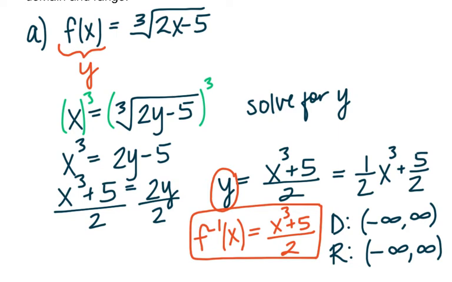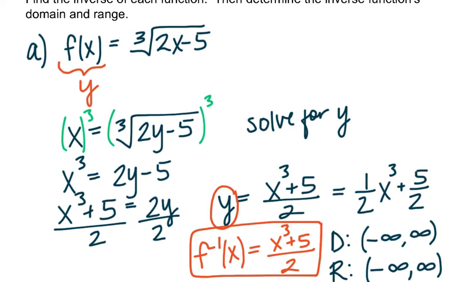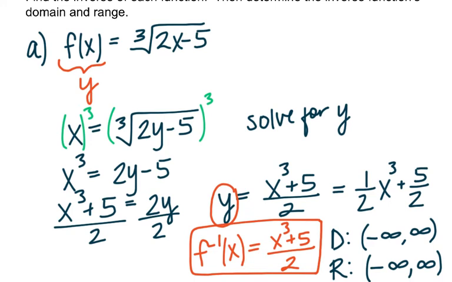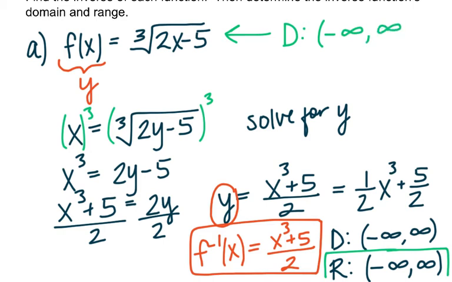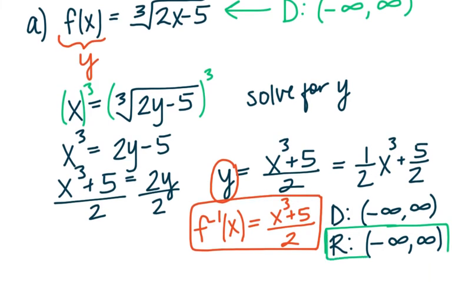Now, the other way we could check our range is going back to the original. So remember the relationship between a function and its inverse. The range here of the inverse would correspond to the domain of the original function. So you could also go back to the original function and ask yourself, what's the domain for the cube root of 2x minus 5? And we know that since it's a cube root function, there are no restrictions. We can have negatives, positives, as well as 0. So since the domain of the original function is all real numbers, then the range for my inverse should be all real numbers as well.